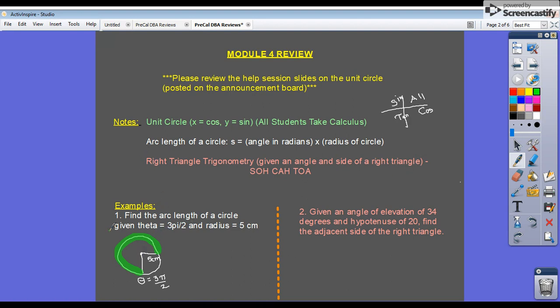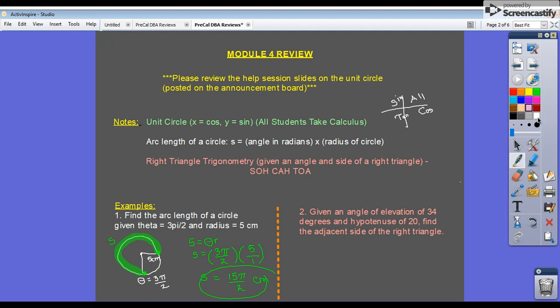To find this S value, I'm going to apply the formula theta times R. So S equals, and my angle, note it's already in radians, so I don't have to convert it. If it is in degrees, make sure you convert it into radians. And my radius is 5 centimeters. I'm going to keep this in fraction form. So the fraction form of 5 is 5 over 1. And then to multiply fractions, I go straight across, giving me 15 pi over 2 centimeters. That is my arc length. That is the distance from here to here.